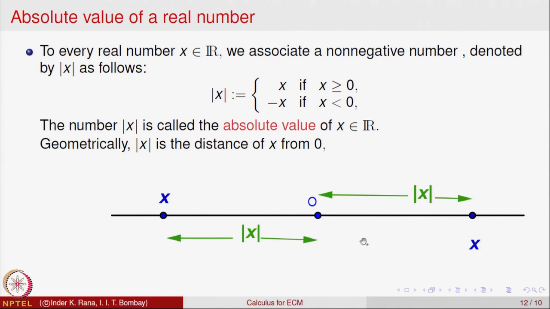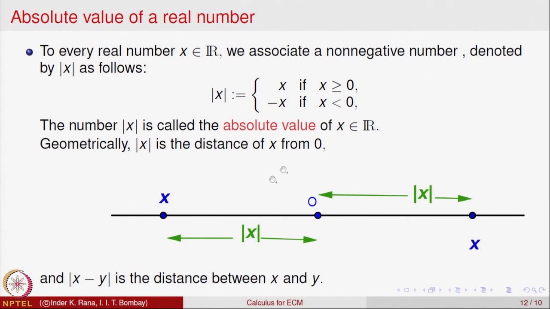If x is on the positive side, on the right side, then mod x is x itself. If x is negative, this distance is nothing but minus x. So algebraically, the absolute value of x is x if x is bigger than 0, and minus x if x is less than 0. This is called the absolute value of a real number, and geometrically it signifies the distance between 0 and x.